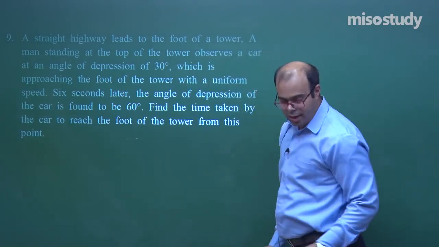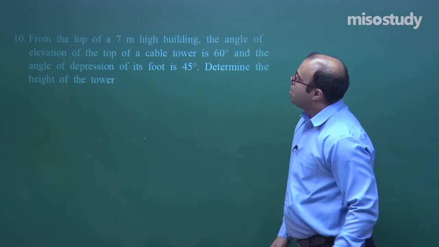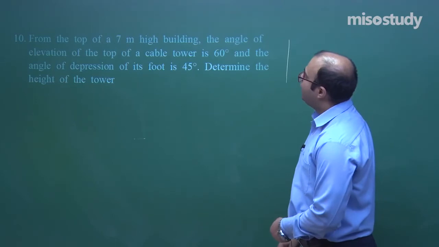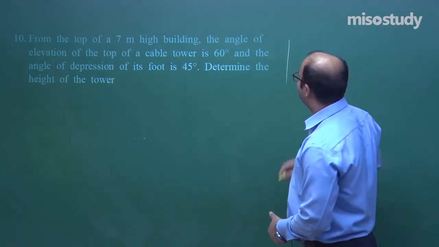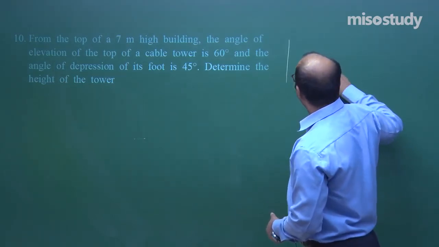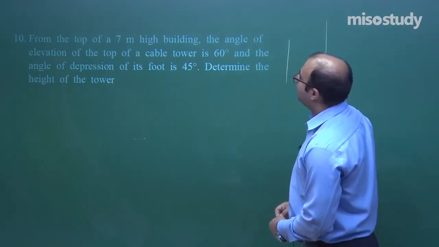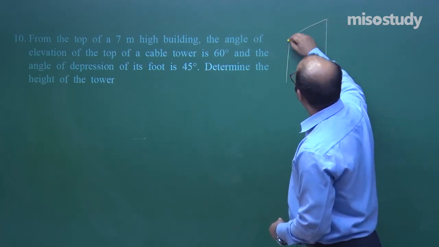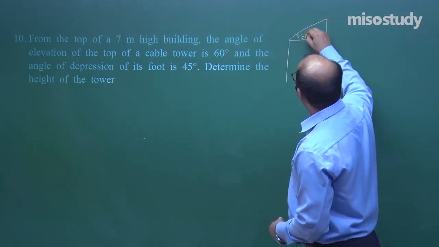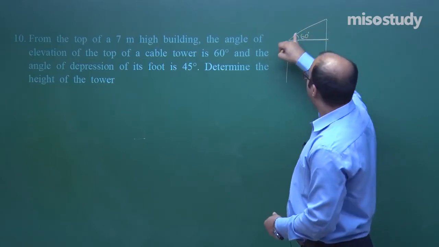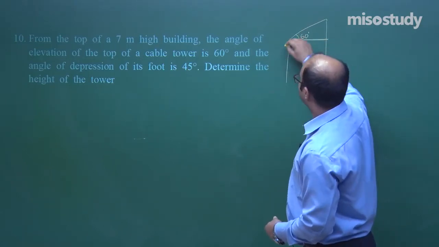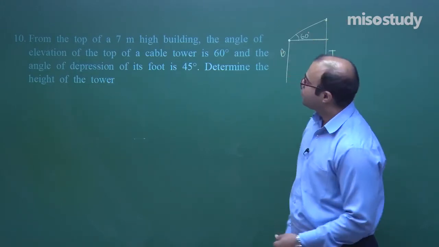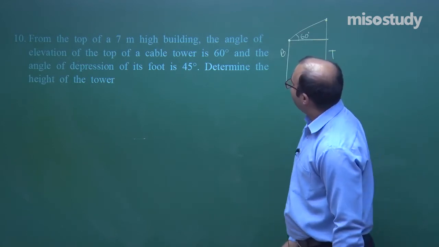Now let us come to the last question of 6 marks. From the top of a 7-meter high building, so this is a 7-meter high building, the angle of elevation of the top of a cable tower is 60 degree. So there is a cable tower like this, and the angle of elevation of the top of the cable tower is 60 degree from here. So this is the angle from the top of the building to the top of the cable tower, angle of elevation. This is building, this is tower, this is the top of the tower, this is the top of the building. And the angle of depression of its foot is 45 degree.